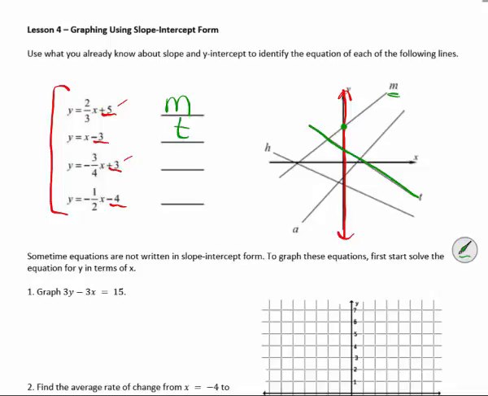Oh, they spell math. Aren't I clever? I didn't do this clearly. Okay. Oh, I put it in the wrong spot. Sorry.